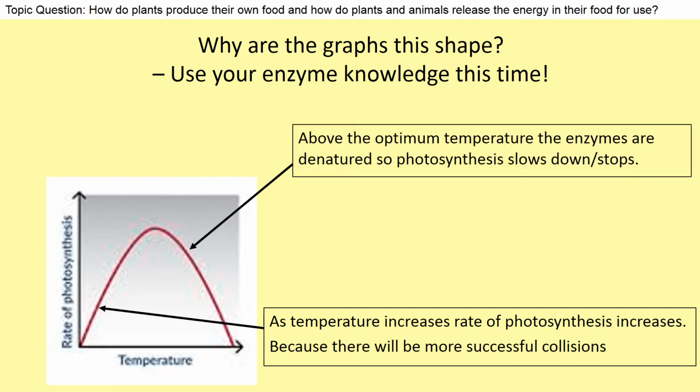But above the optimum temperature, an enzyme-controlled reaction will slow down and then eventually stop when the enzymes are denatured. So remember, if enzymes are exposed to temperatures that are too high, then they will lose their shape. The substrate and the enzyme will no longer fit together, and that will mean that the reaction can no longer take place.